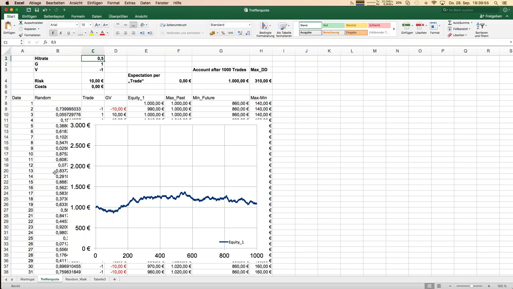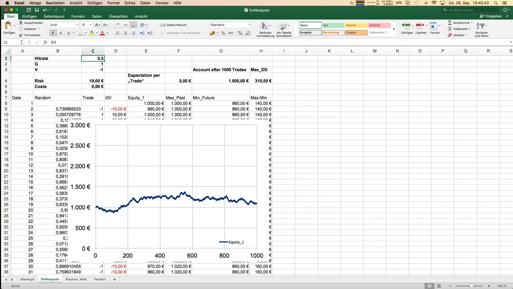That means we can enter a number for our hit rate of trading. In my case here, I have a hit rate of 50%, my average gain is 1, my average loss is -1, and my risk per trade is 10 euros. So I either gain 10 euros or lose 10 euros, and automatically the expectation value per trade is simply 0. We do 1,000 trades, and my expected value for my trading account after 1,000 trades is simply still 1,000 euro, because all the numbers are adjusted like that.